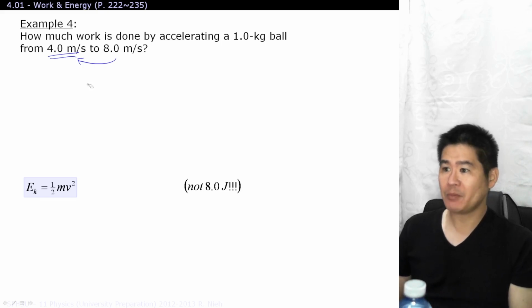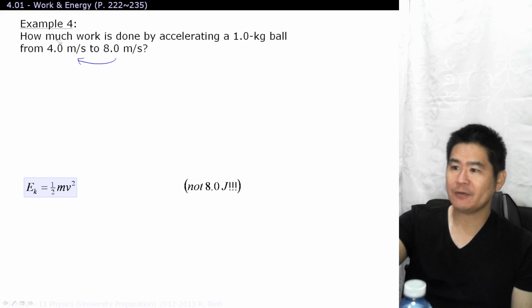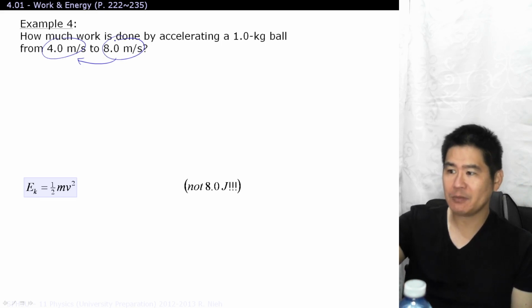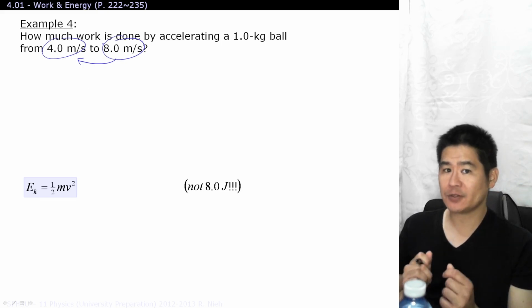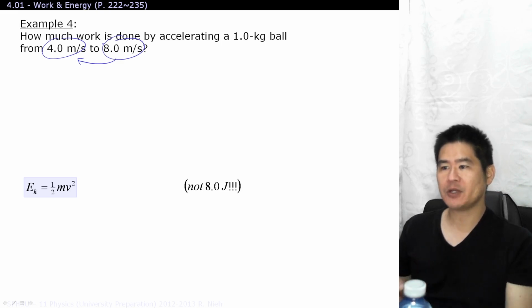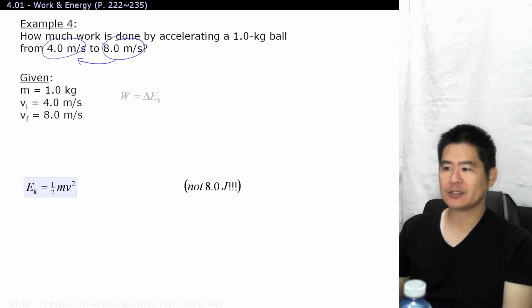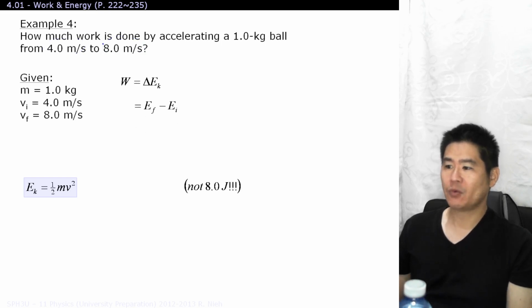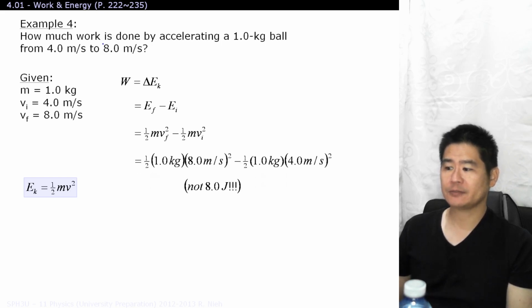Instead, you need to find out how much energy you have at 4 meters per second and how much energy you have at 8 meters per second, and you're looking for the difference between them, because that's the work that's done in speeding it up from 4 meters per second to 8 meters per second. So work is equal to the change in kinetic energy, which is equal to 1/2 mvf squared minus 1/2 mvi squared. And you can sub everything in.